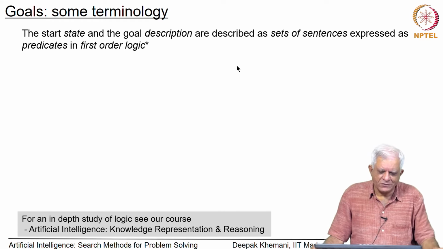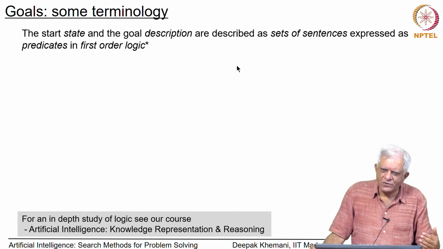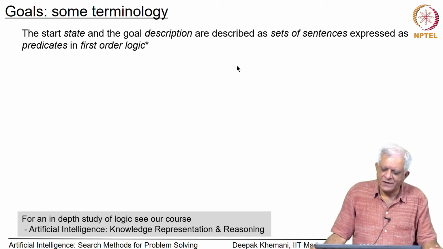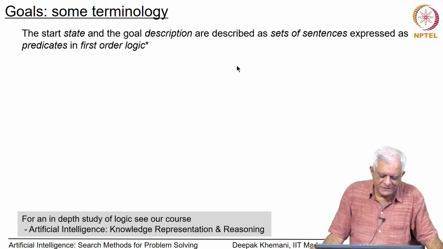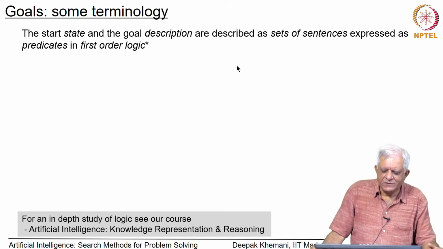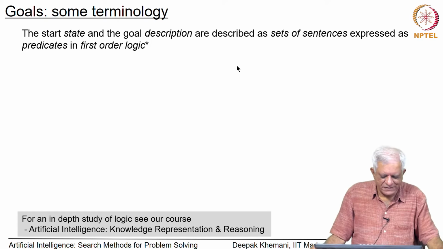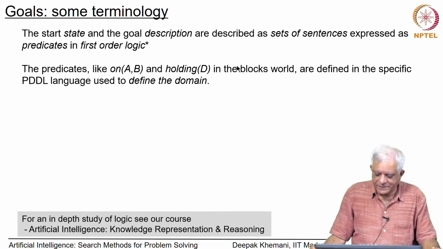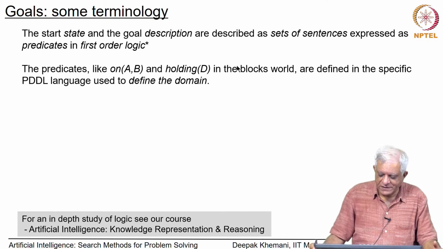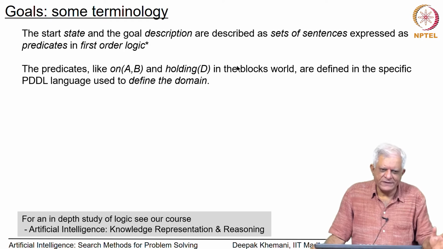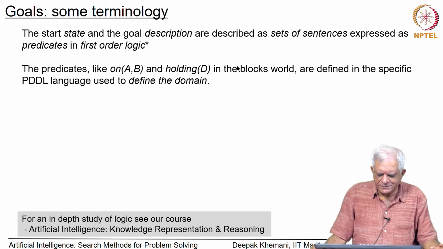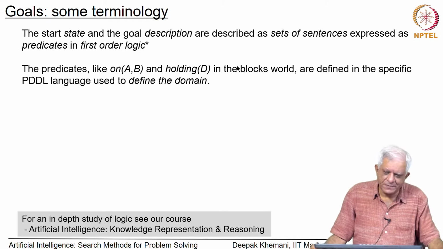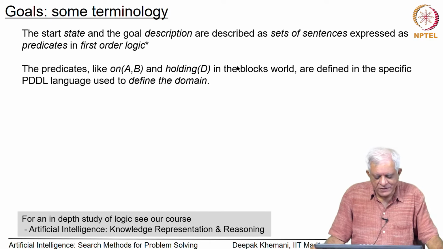I would encourage you to look at a course that I offer on artificial intelligence, knowledge representation and reasoning for a more detailed study of logic. We will do a little bit towards the end of this course, but not too much. So, the predicates of sentences like on A B and holding D and so on are defined in the specific PDDL language that we choose essentially. We had seen that there are variations, for example, metric quantities involved and so on.